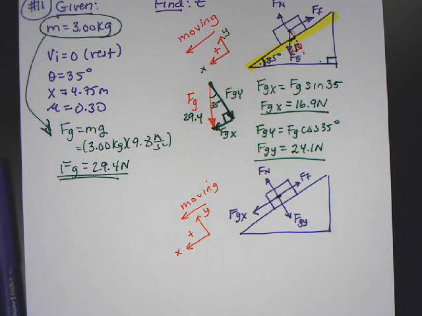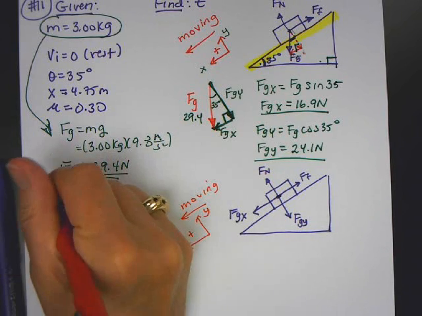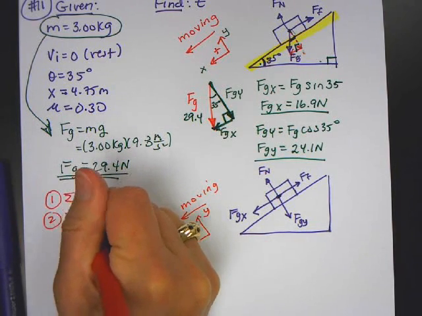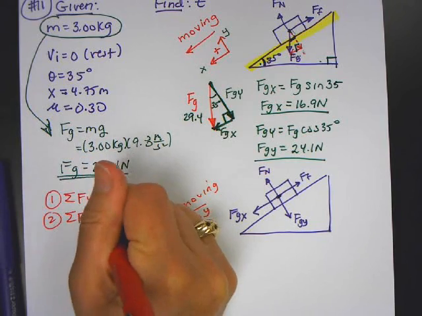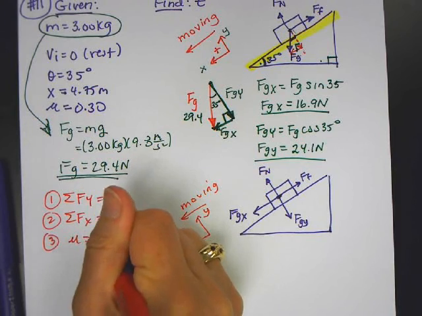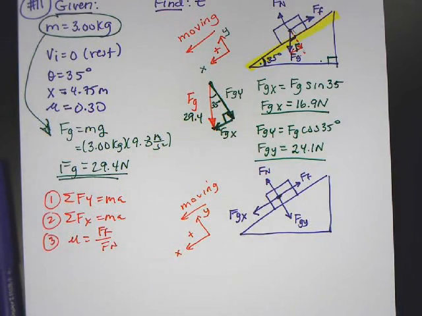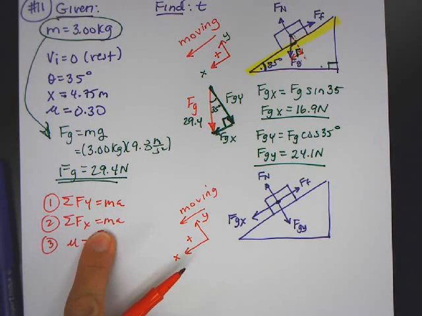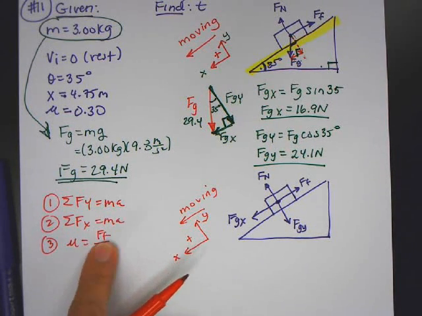All right, now, what did we learn before? Once we have all our forces going perpendicular and parallel, there's three things we do. Number one, we can sum forces in the y direction. We can sum forces in the x direction. And we use the mu equation. That's what we do on every problem. Now, this problem is more difficult than a lot of the other problems because they're not asking us for the acceleration. They're not asking us for mu. They're asking us the time it takes.